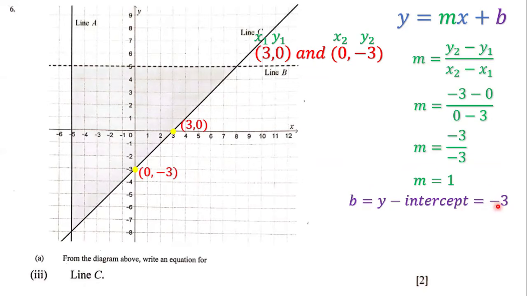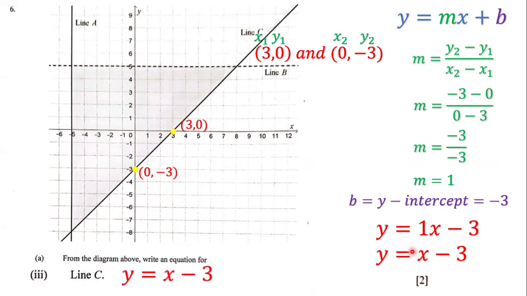So we know two things. We know that m is equal to 1. That's the slope is equal to 1. And we know that the y-intercept is equal to -3. And so let's substitute those values. m is equal to 1 and b is equal to -3. So that means that the equation for this line is y is equal to x minus 3. And so that's the equation for the line C, y is equal to x minus 3. Okay, that's the answer.